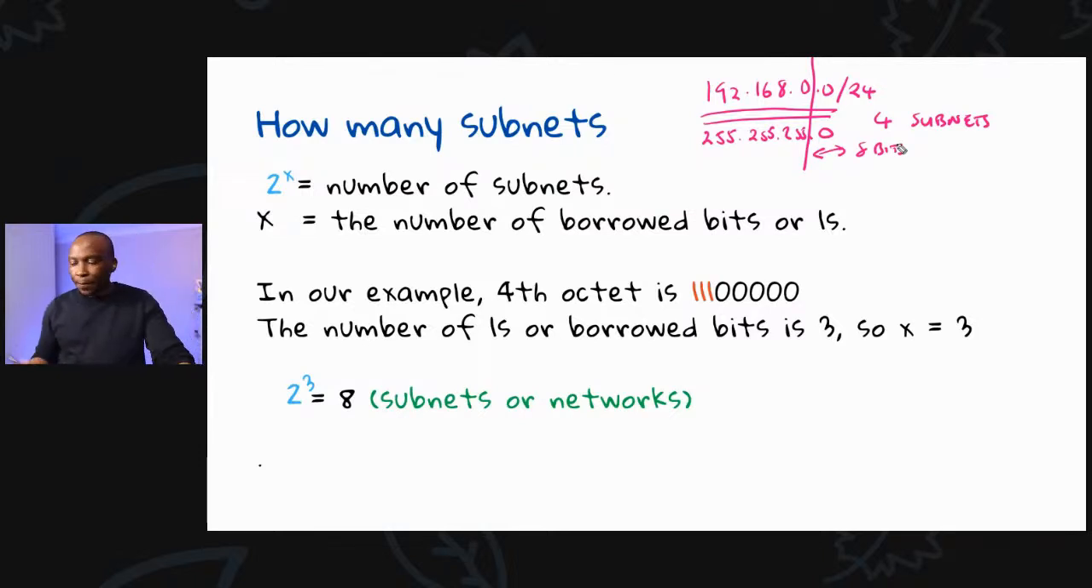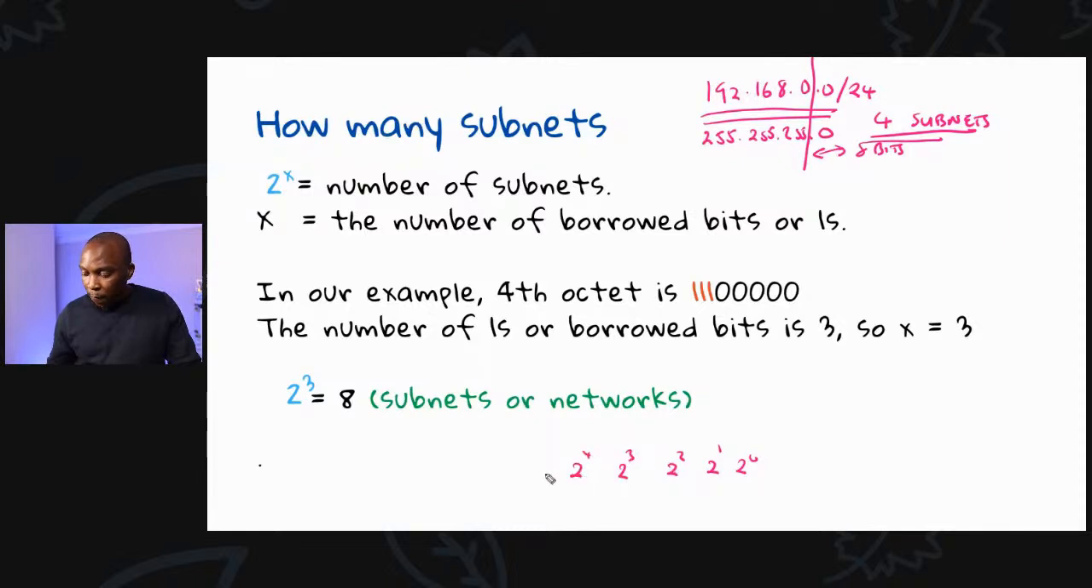And what does that mean? So remember, our request is to create 4 networks. So we need to ask ourselves, to what power of 2 do we need to raise it in order to get 4? And I remember the last time I mentioned that our powers start with 2 to the power 0, 2 to the power 1, 2 to the power 2, 2 to the power 3, 2 to the power 4, 5, 6, and 2 to the power 7. And we said the equivalents were 1, 2, 4, 8, 16, 32, 64, and 128.